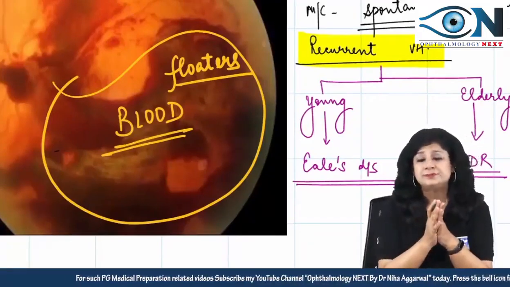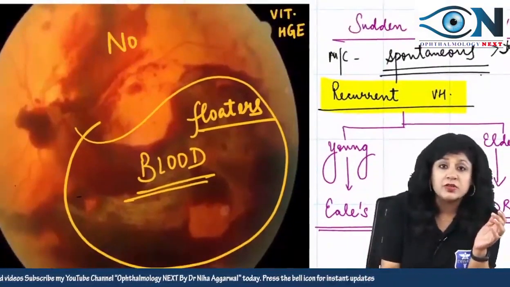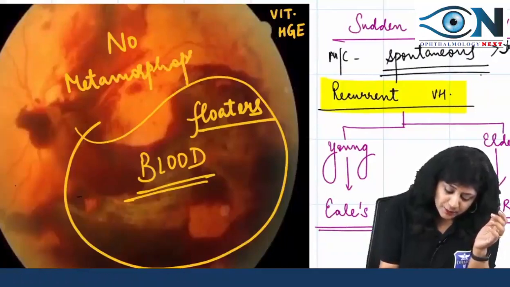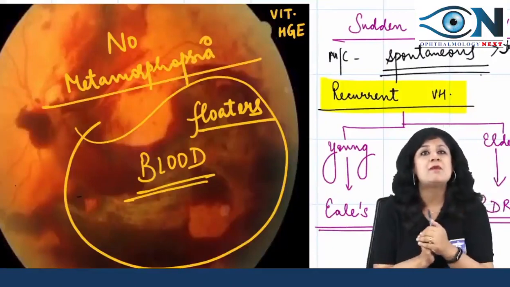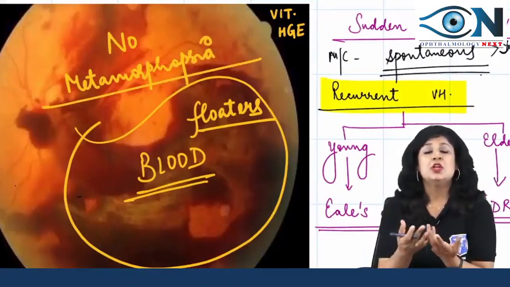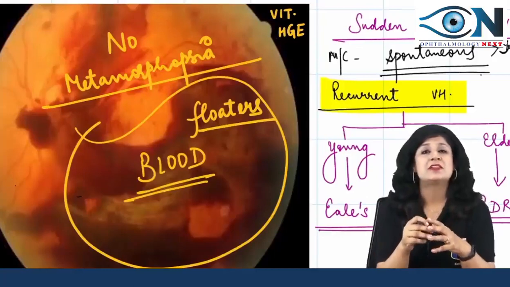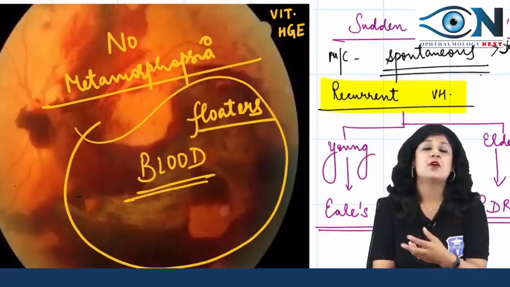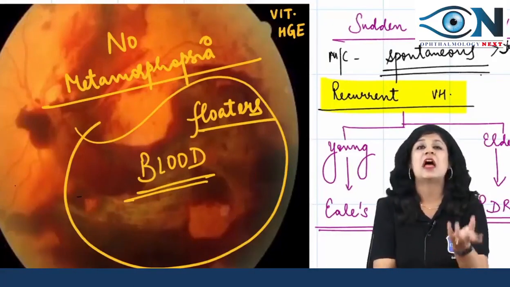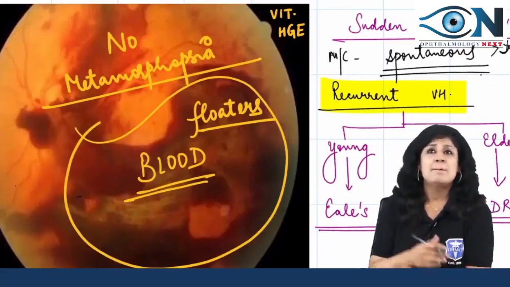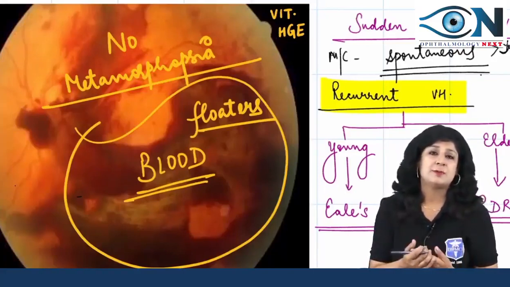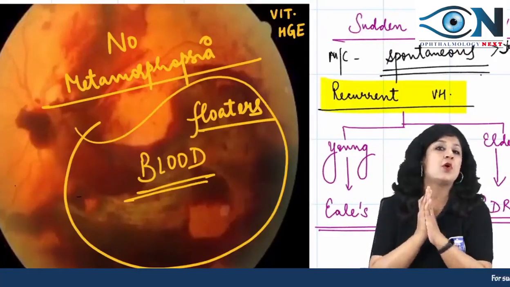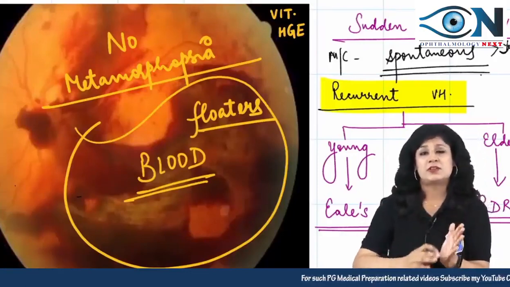Another important thing is that there will be no metamorphopsia. Now, what do you mean by metamorphopsia? It means distorted images. Metamorphopsia is actually a feature of macular lesions. So when I am thinking about CSR or CME or a macular hole or macular degeneration, I will think about metamorphopsia. But if I am not thinking about some macular pathology and I am thinking about some vitreous pathology, I do have the floaters, but I will not have metamorphopsia. So again, you can get an all-except type question.